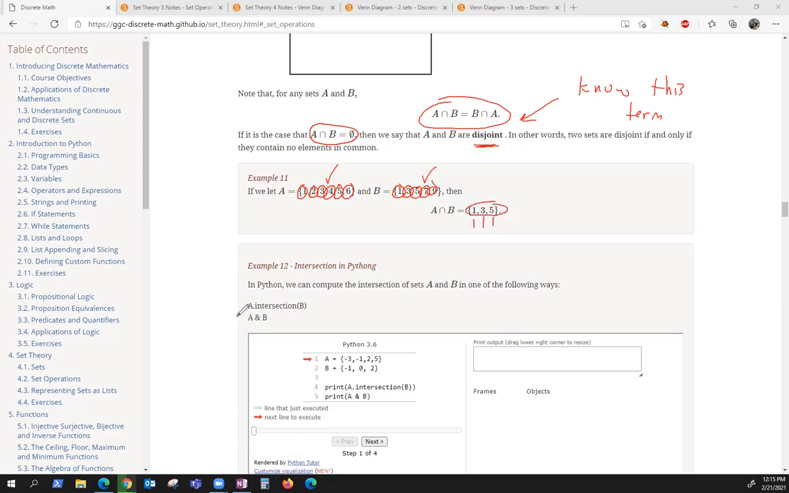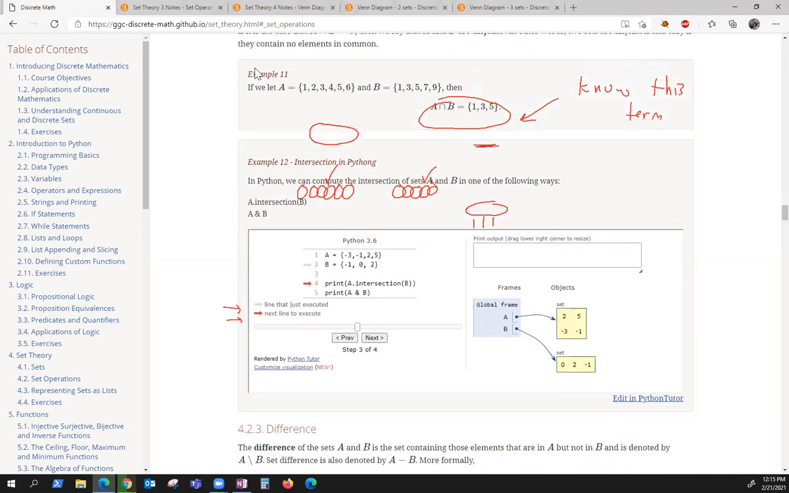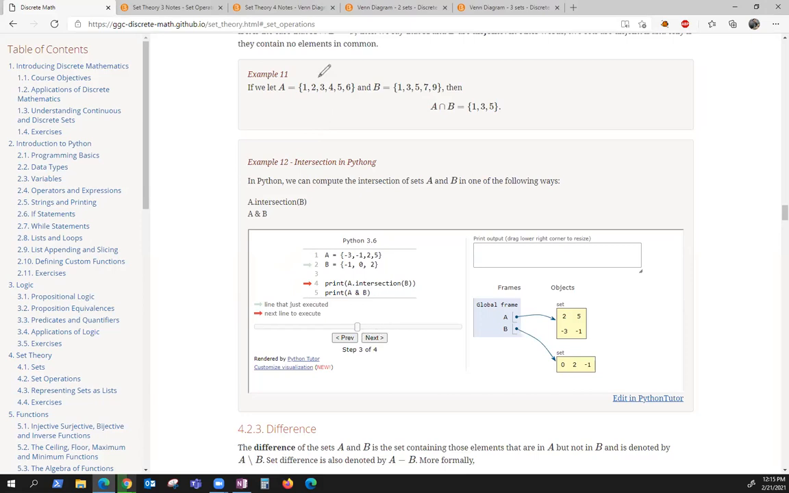In Python, we have this intersection method, and we have this ampersand to find the intersection. So if we go through this, there's set A. Let me scroll down a touch. So we have set A, set B. There's the intersection with the method, and there's the intersection using the ampersand notation.